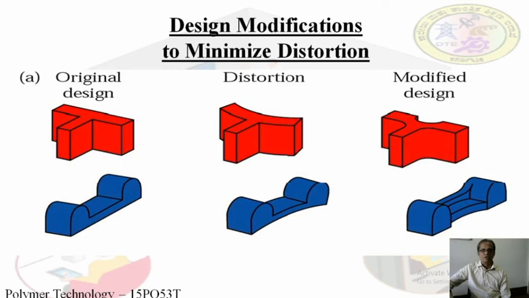Design modifications to minimize distortion. See the original, if there is a distortion in the product, how to overcome? We can change the design, thereby we can minimize the distortion. Say the original product is like this. Say the distortion will take place like this. Distortion is change in shape. So the modified design is you can give a small cut over here, so that the distortion of this kind of product can be eliminated by doing so.